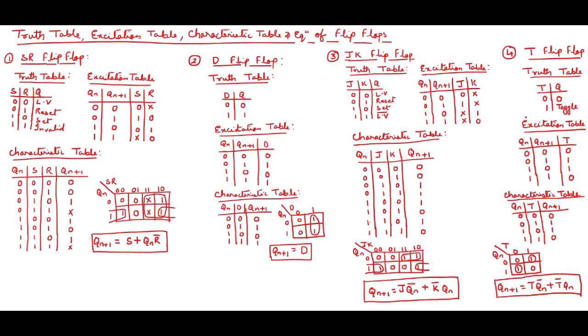Now come to the last one, T flip flop. So the truth table is over here. When T equals 0, it holds. When T equals 1, it toggles. Toggle means whatever value is there, the complement of that will come, right? So depending on that, I have designed the excitation table over here.